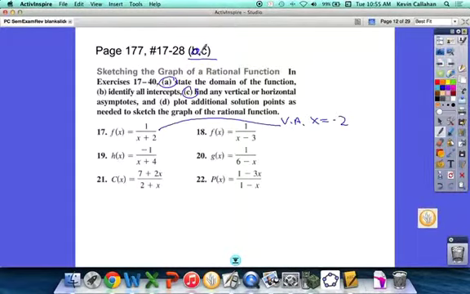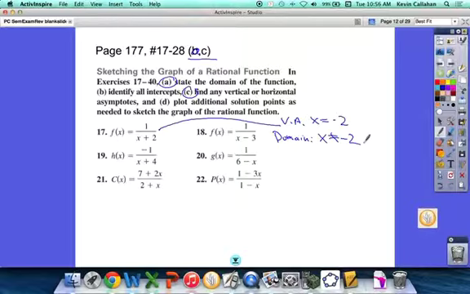Then what would be the domain? If the vertical asymptote is x equals -2, what would be the domain? x does not equal -2. Right? If there was a vertical asymptote there, then x can't equal that.